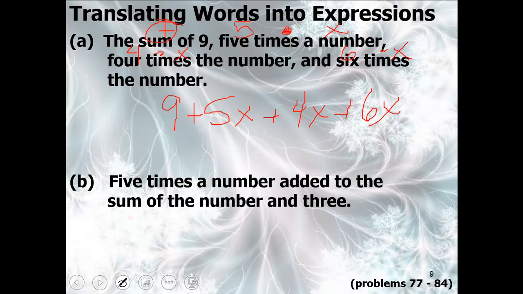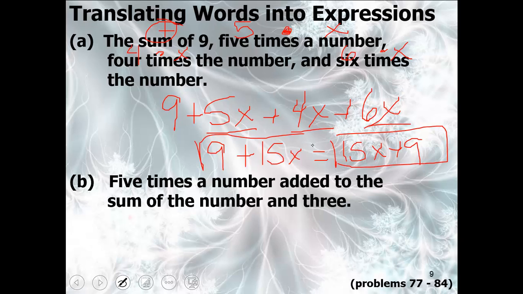Now I'm going to look for like terms, and I can combine all my x terms, and that gives me 15 of them. So I have 9 plus 15x. You could also write it as 15x plus 9, and it would have the same meaning. Right? If you want to try B on your own, hit pause and come back and see if you got it right.